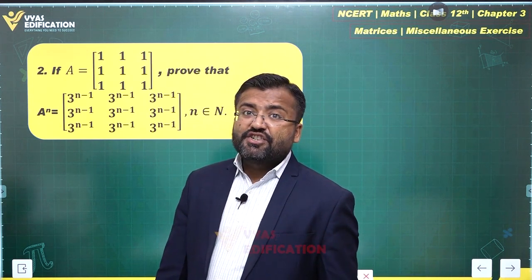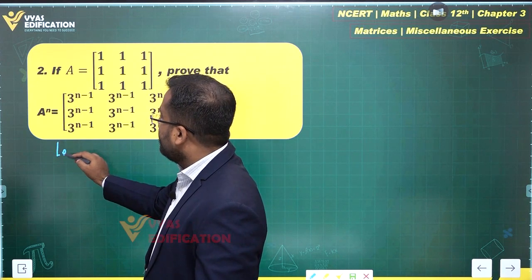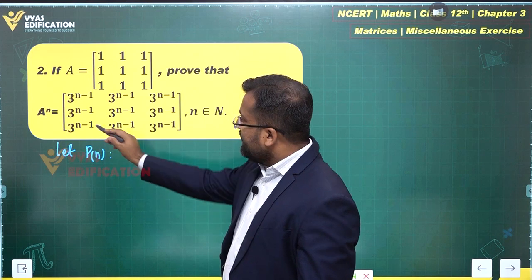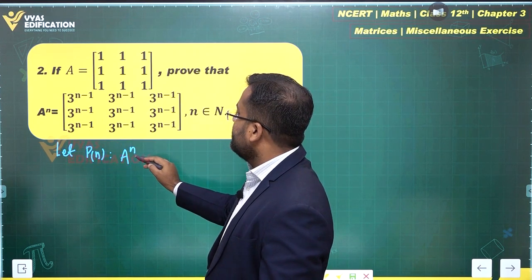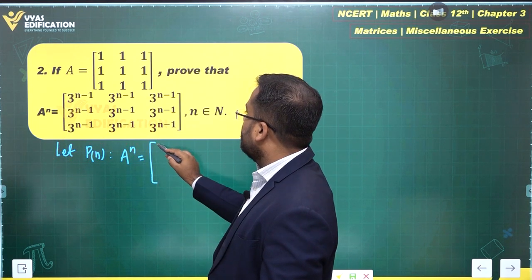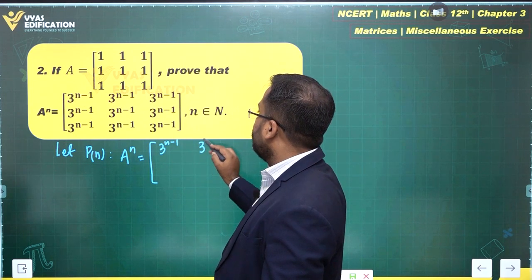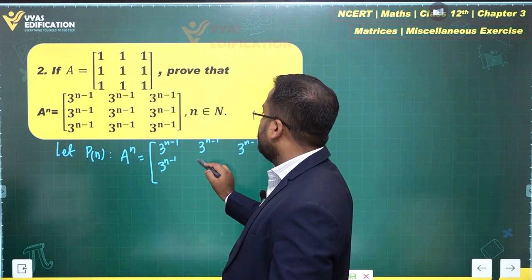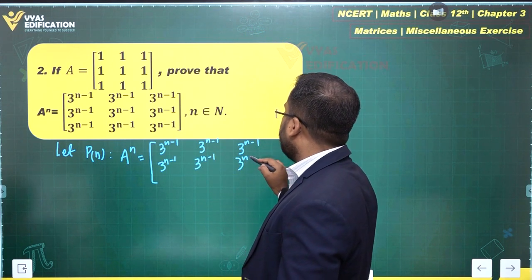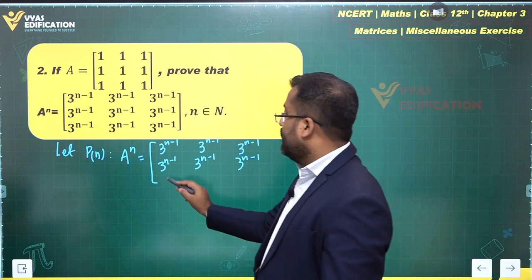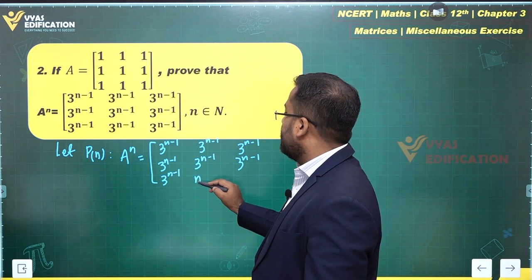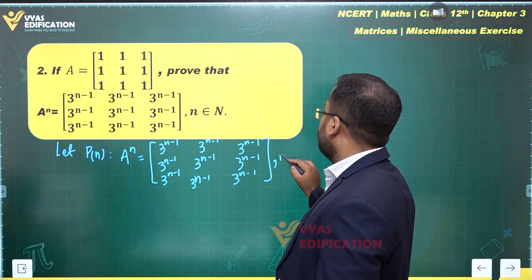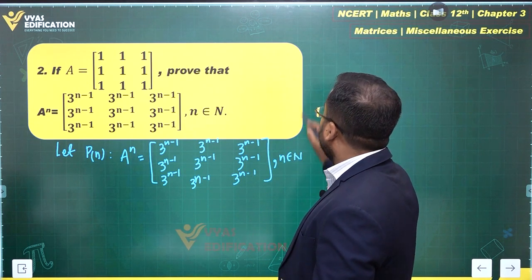The principle of mathematical induction says that let us assume the statement Pn. What is the statement Pn? Pn is this statement: A power n is equal to the matrix in which every entry is 3 power n minus 1, for n belonging to the natural numbers.